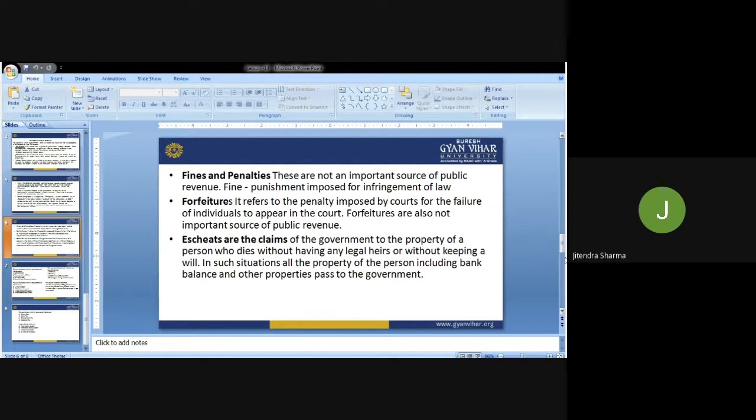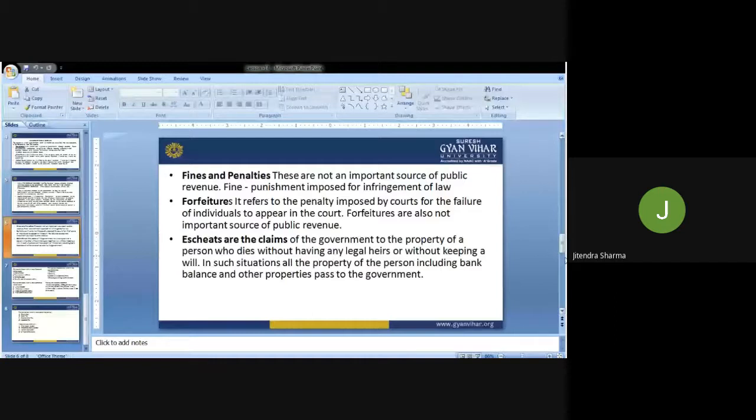Then escheats are the claim of the government to the property of a person who dies without any legal heirs, without leaving a will. In such a situation, all the property of the person, including bank balance and other properties, passes to the government. The government becomes the custodian if the person has not left a will before dying. So in that case, the government tries to collect the entire property, the bank balance and everything. This is also a way the government sometimes collects money, but these are not that important. For example, penalties, fines, forfeitures and escheats are the claims. These are all categories.